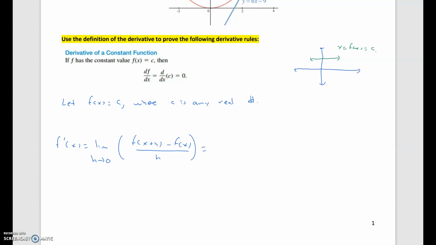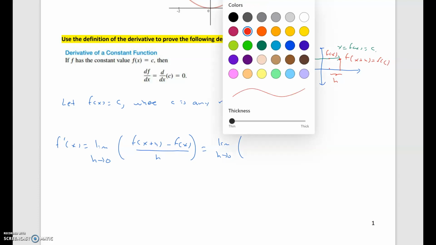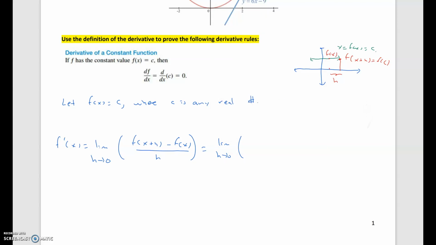Now, as we do the substitution for the actual function, this is the limit as h approaches 0 of the following. If you were to pick any value x here, this is going to be f of x. And because it's constant, anywhere you pick an h, it's still going to be f of x, which is equal to c. So f of x plus h is equal to c, because you have a constant function.